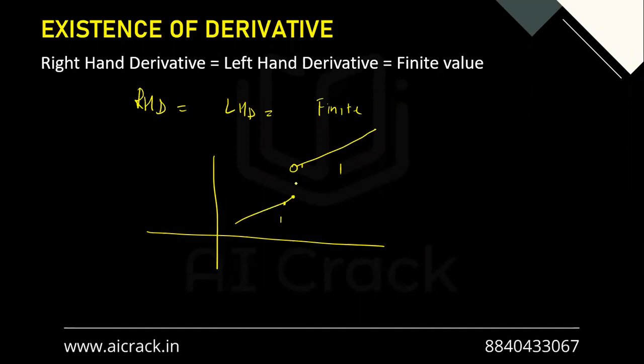But this is not giving us a unique tangent. So at this point, you will get this tangent, and at this point you will get this tangent, right? So there are two tangents. We have to find exactly one tangent at a particular point. Then only we can say that geometrically the derivative of that function at a particular point is existing, right? So RSD equals LSD equals finite, and also the tangent should be unique. In this case, you can clearly say that RSD equals LSD equals finite, so derivative might be existing, but over here the tangent is not unique. So these are the total conditions for the existence of derivative.